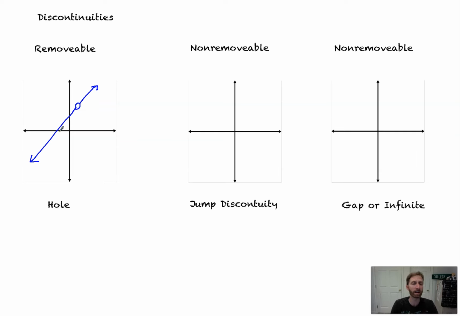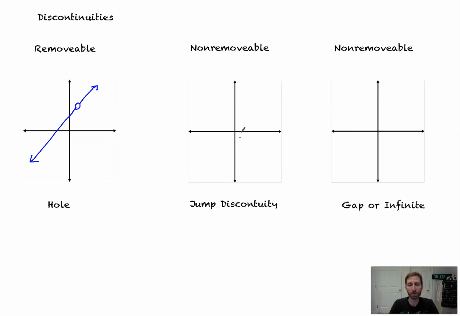If you think of it as data, like this is showing, I don't know, the amount of money a company has at any point in time as it goes on. Maybe it's in debt in the past and then it gains money as it goes on. And then we just don't have data for a certain day. It doesn't change the trajectory of that data. So it's considered a removable discontinuity.